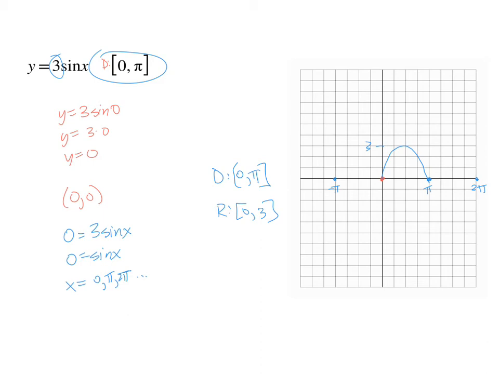If we were to continue it, if that domain wasn't on there, then it would also go down to -3 and so on in each direction. But that's it for this question.